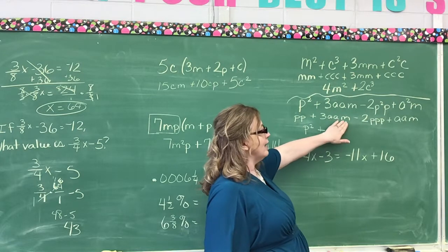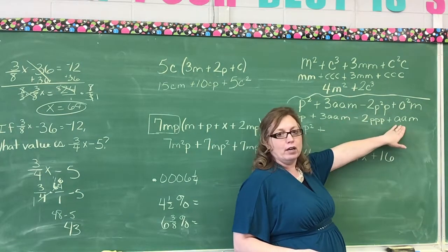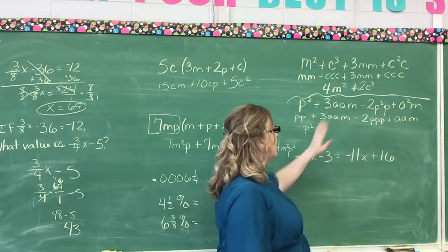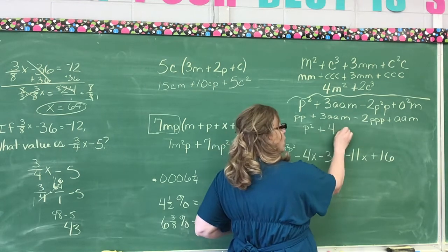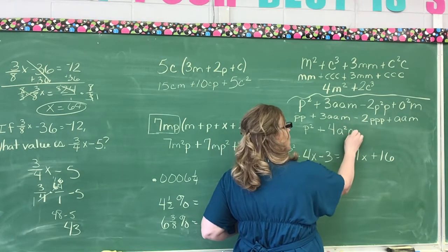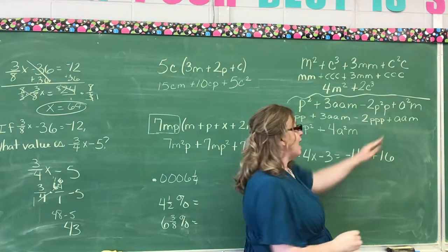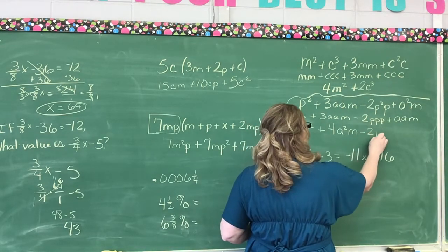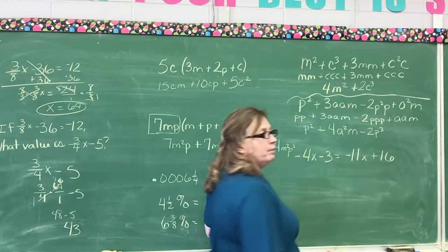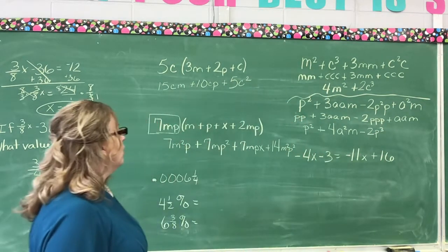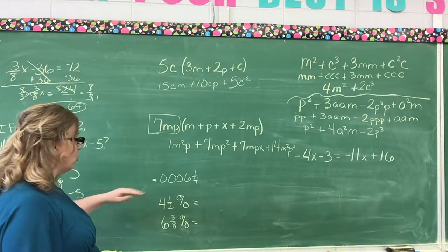2 a's and an m. Oh, well, there's 2 a's and an m over here. There's 1 here and 3 here. So now I have 4a squared m. Here I have 3 p's, and it's the only place I have them, so I'm just going to write minus 2p cubed. Okay? Now, let's go back and look at this.